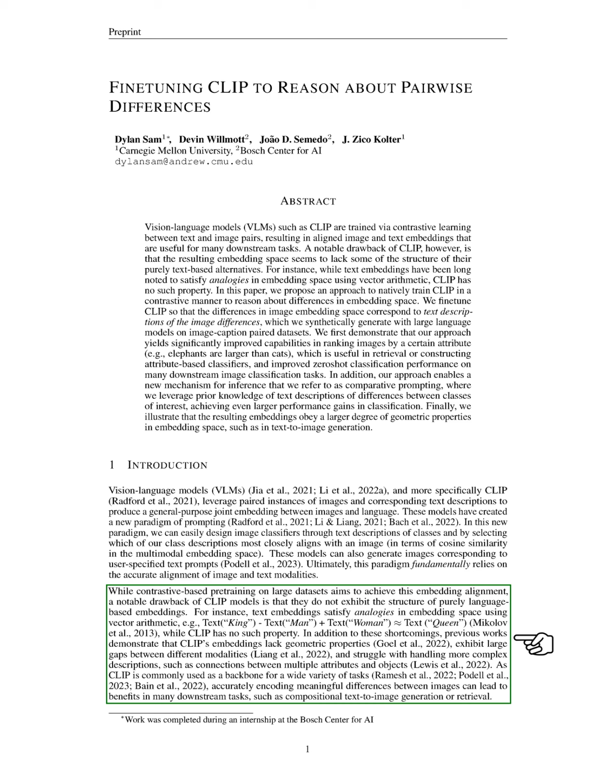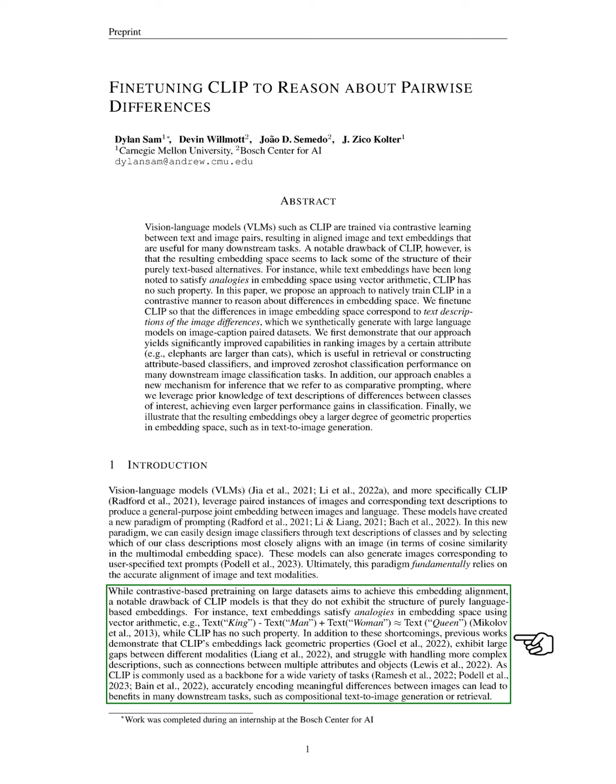Although CLIP aims to achieve this alignment through contrastive pre-training on large datasets, it has limitations, such as lacking the structural properties of purely language-based embeddings. For example, while text embeddings can perform vector arithmetic to express analogies, CLIP does not exhibit this capability. Additionally, previous studies have shown that CLIP's embeddings lack geometric properties, have significant gaps between different modalities, and struggle with complex descriptions involving multiple attributes and objects.